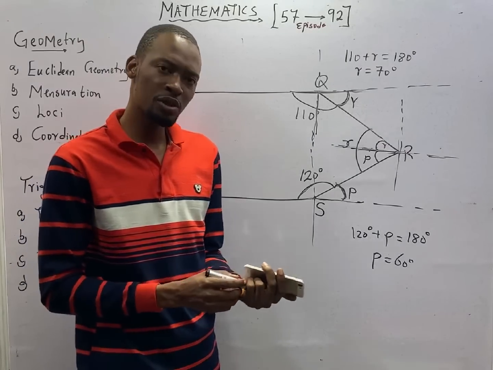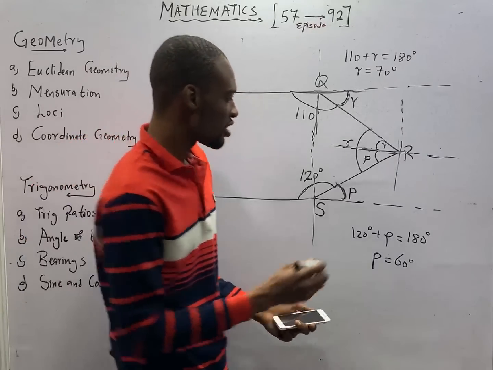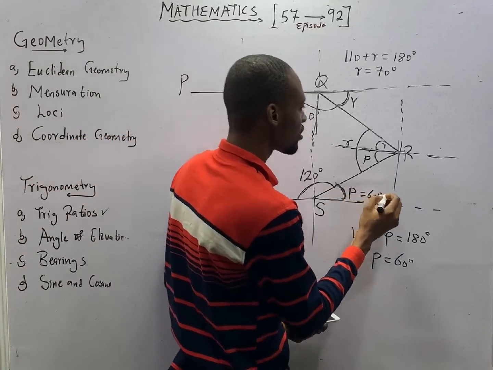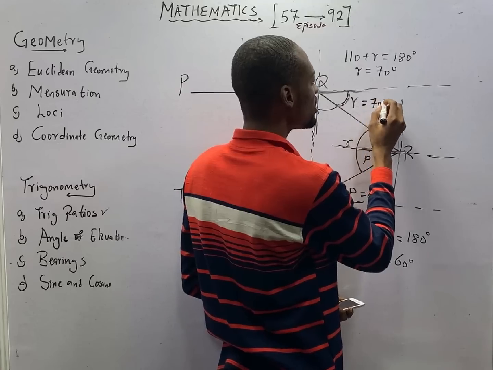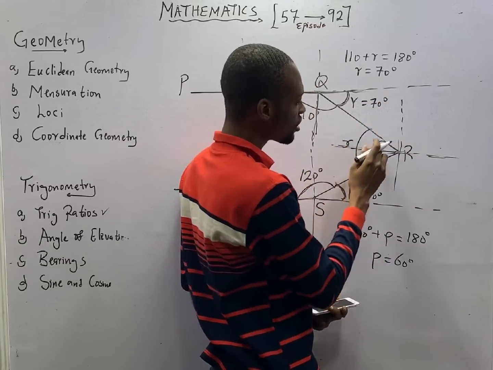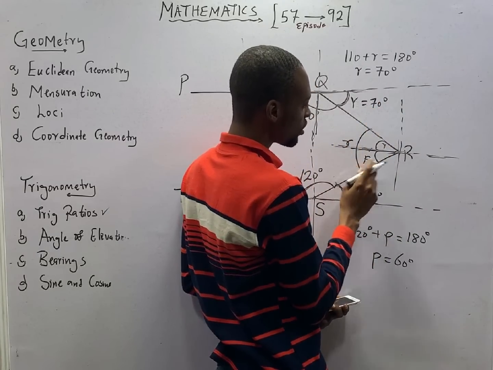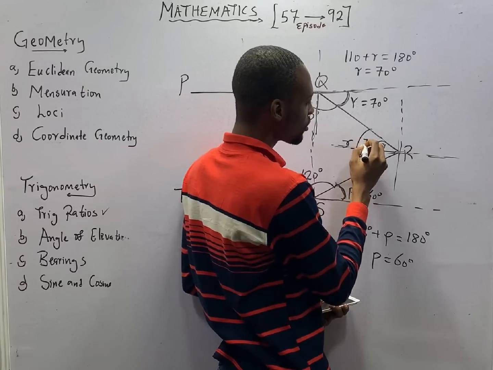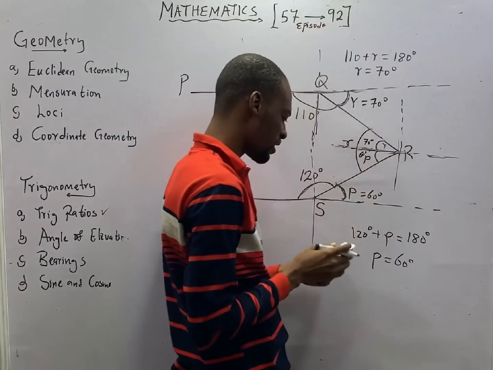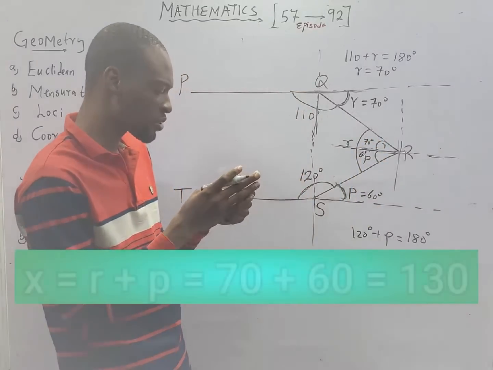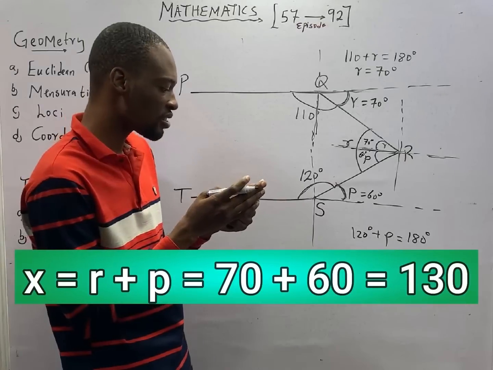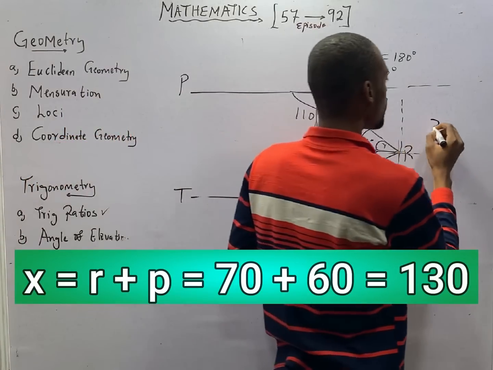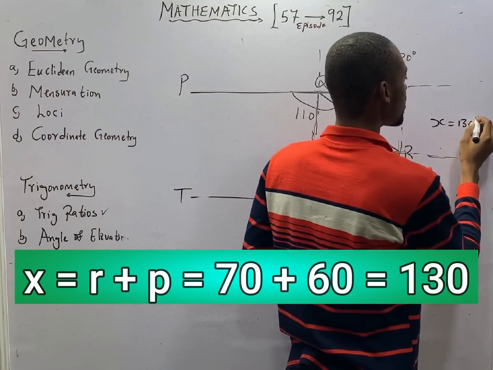From here, food is so ready. If P is 60 degrees and arrow is 70 degrees, this angle is P plus arrow, that is 60 degrees plus 70 degrees. Ladies and gentlemen, that should give us something like 130 degrees. So angle S is 130 degrees.